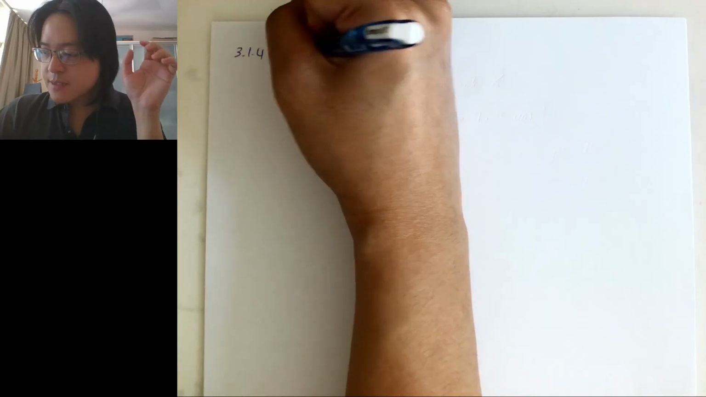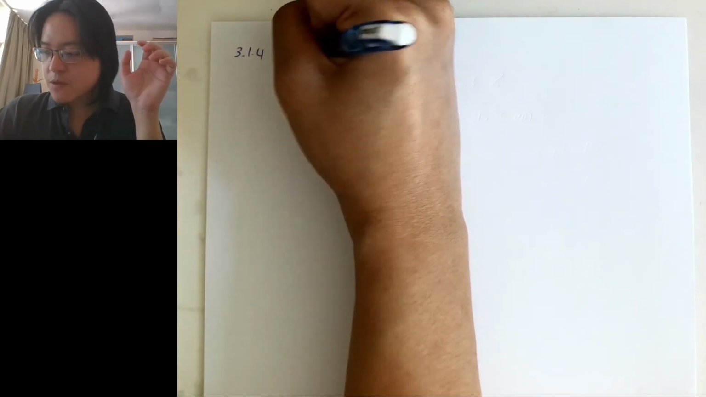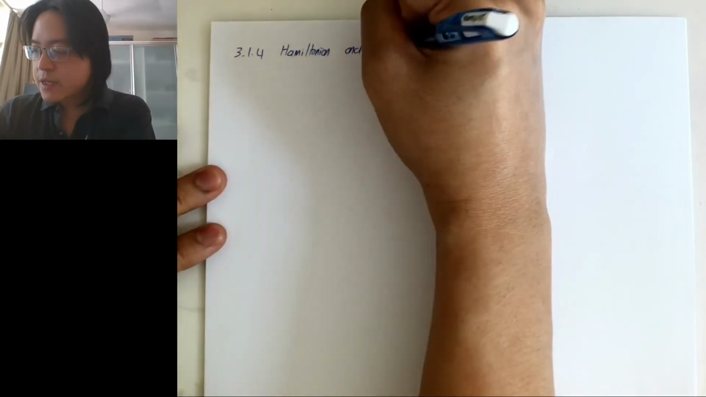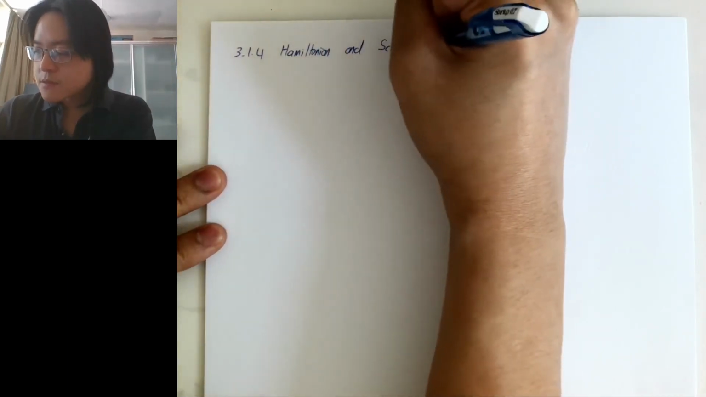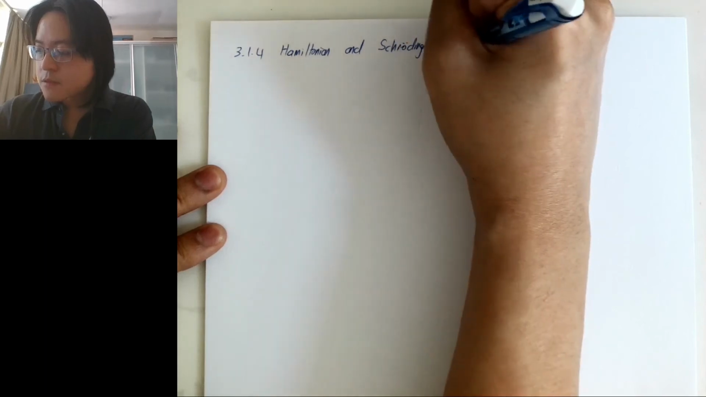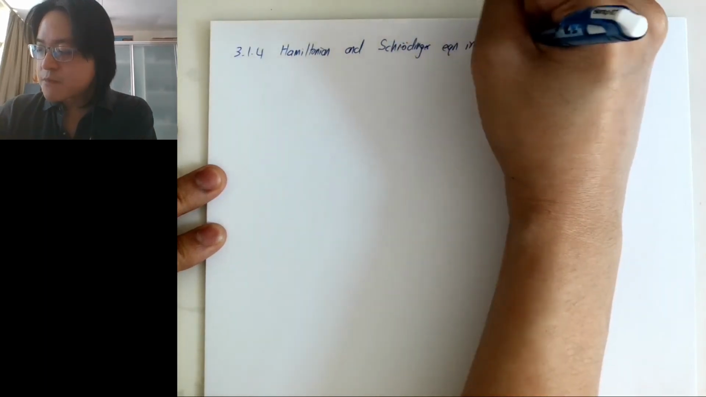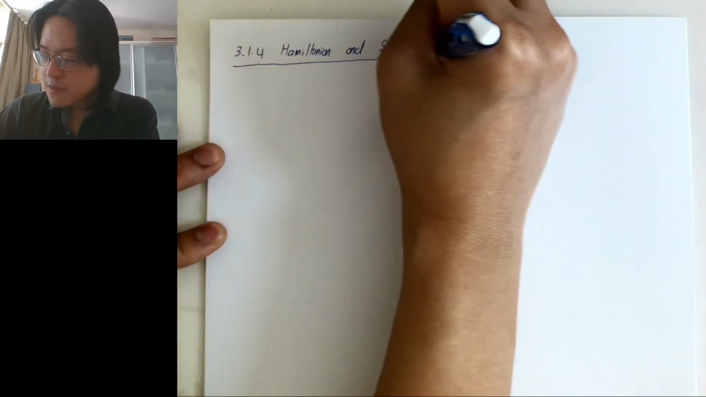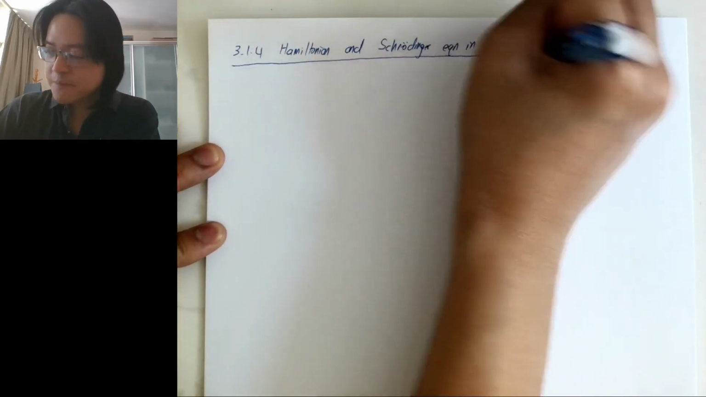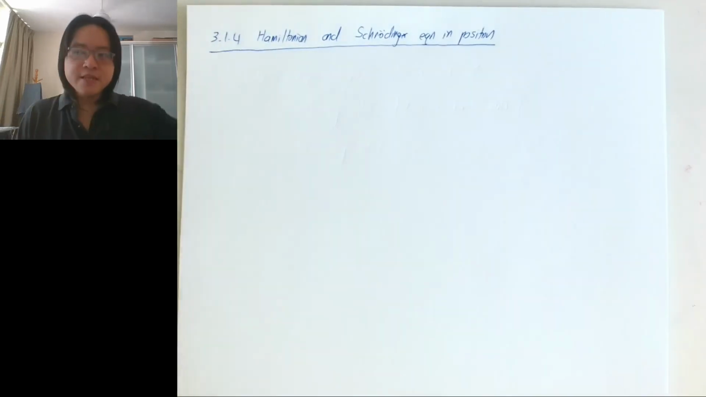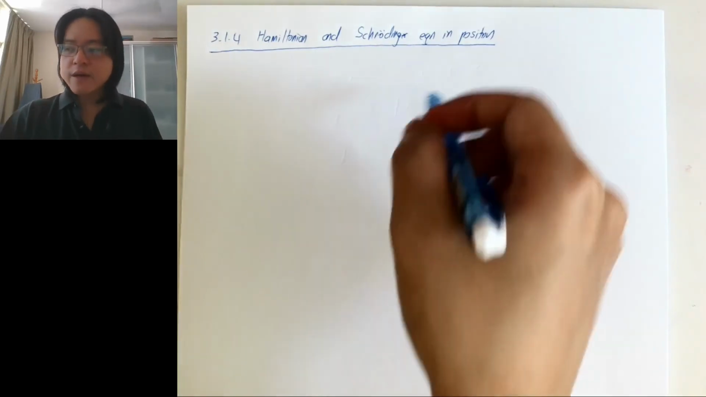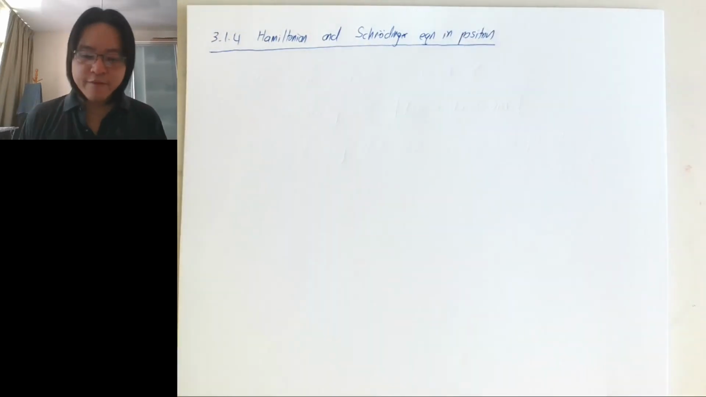But first, let me introduce to you what is the Hamiltonian and the Schrödinger equation in position representation. Actually we already know the Schrödinger equation, but it looks a bit different from the Schrödinger equation you might have seen in other courses. I introduced to you the Schrödinger equation in Hilbert space. So how do I change from one form into another form?